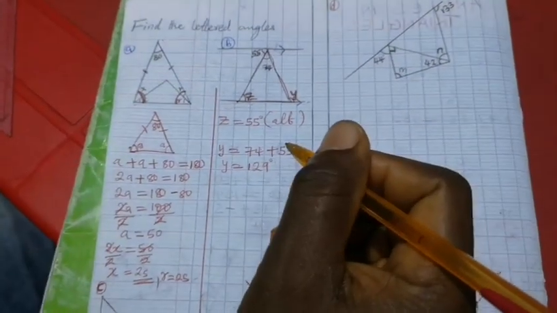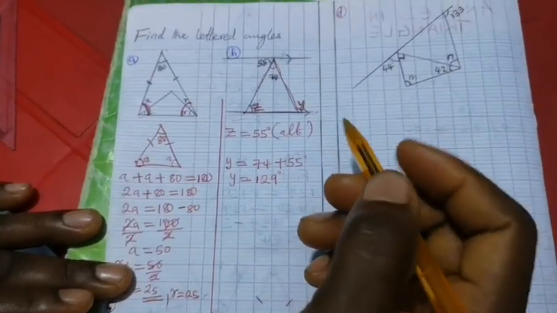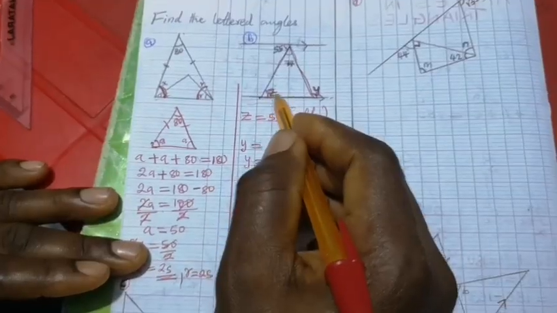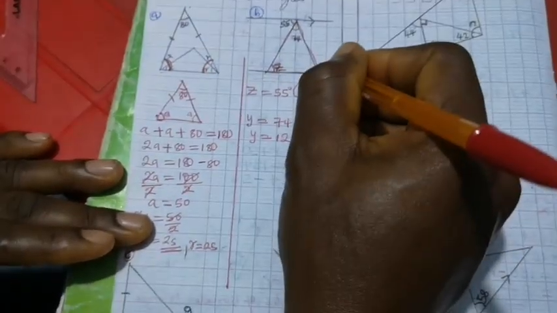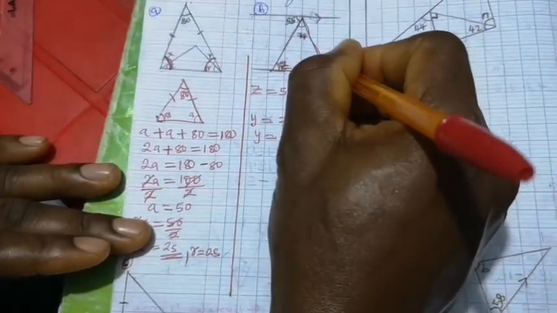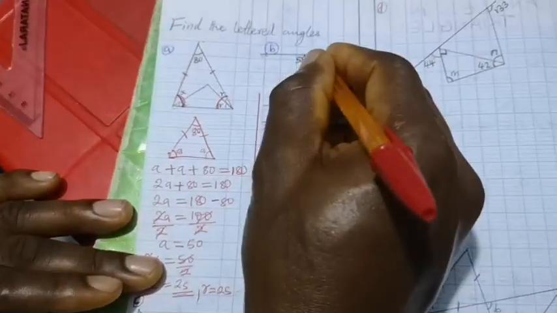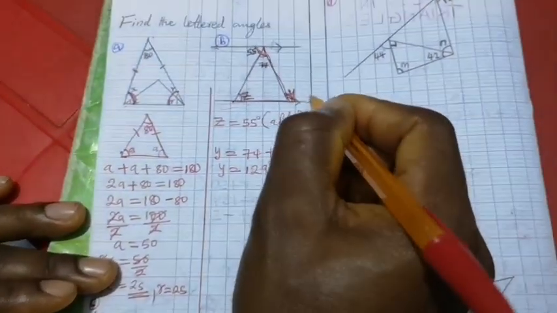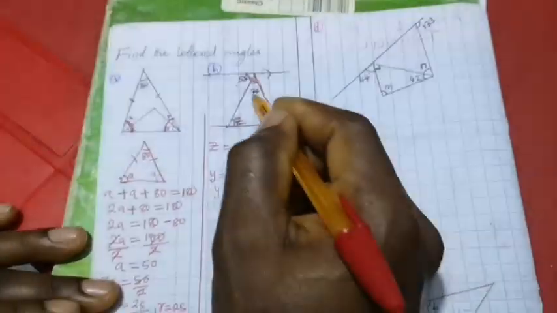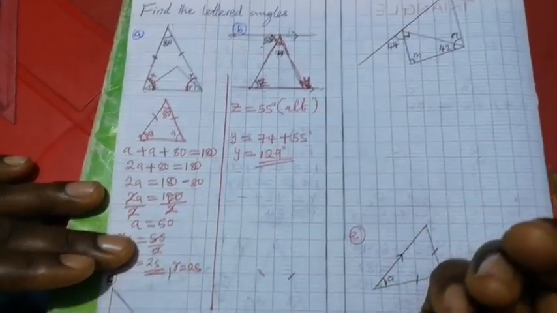So y is 129 degrees. Okay, another way you can still find y, if you don't want to use exterior and interior angles, you can consider that this y, check this place very well, y is now alternate to the whole of this place. Look at it here. Remember, this is now like a Z shape. Okay, so y is alternate to the whole of this angle, which is still 55 plus 74, and it will still give you the same thing.